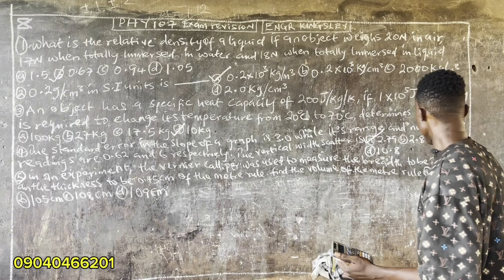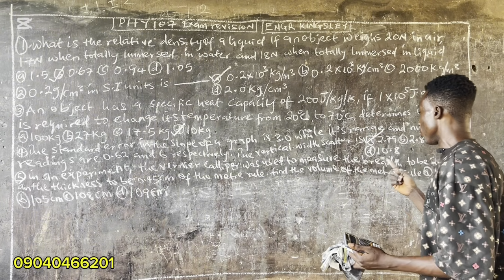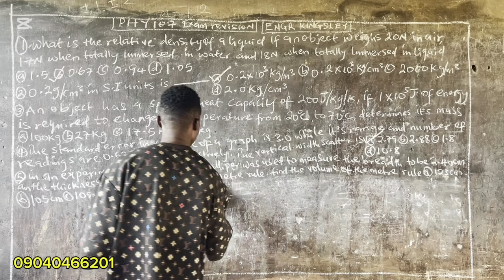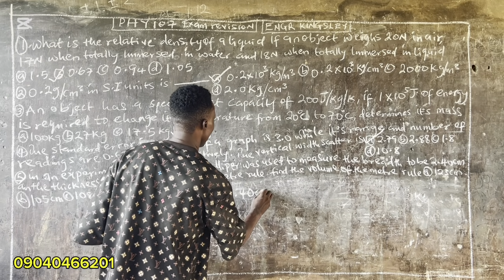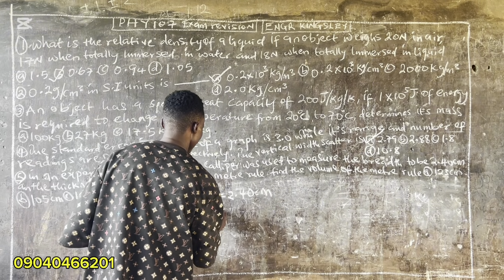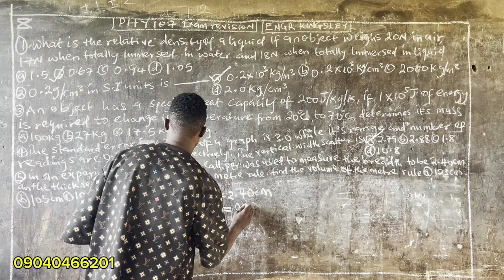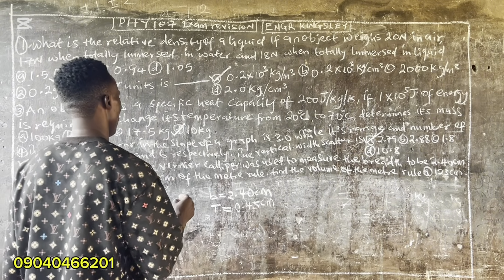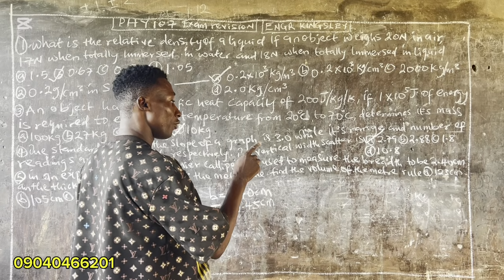Very, very important. So they said in an experiment, the vernier caliper was used to measure the breadth to be 2.40 cm, and the thickness T is given to us as 0.45 cm of the meter rule. So we are talking about the meter rule. They said find the volume of the meter rule.